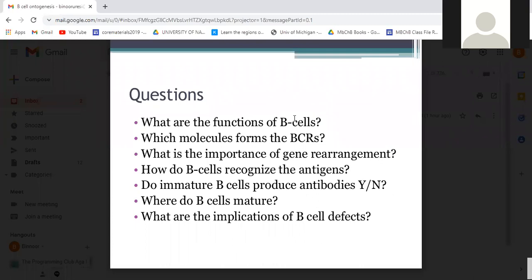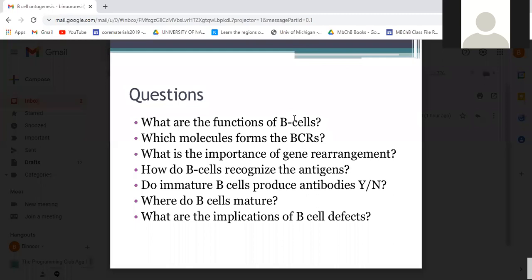Then what are the important implications of the B cell defects? And this is what we have discussed. The Bruton's tyrosine kinase enzyme, which is very important. When it is defective, then you have Bruton's X-linked agammaglobulinemia, which is due to the fact that this enzyme is not properly expressed, and then somebody will have recurrent infections, and we have seen which type of infections.